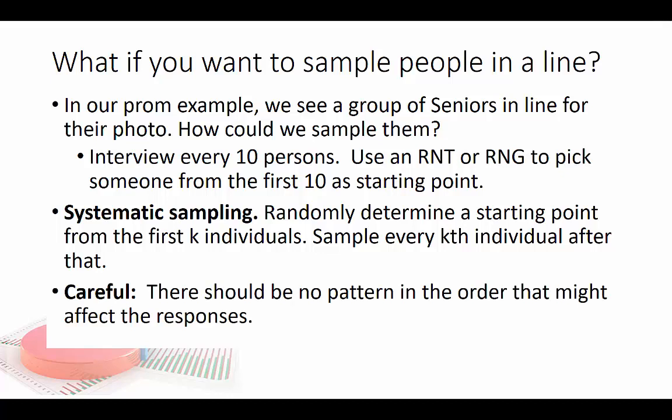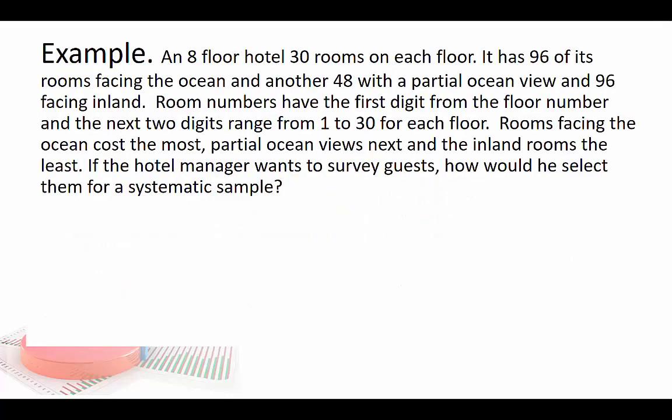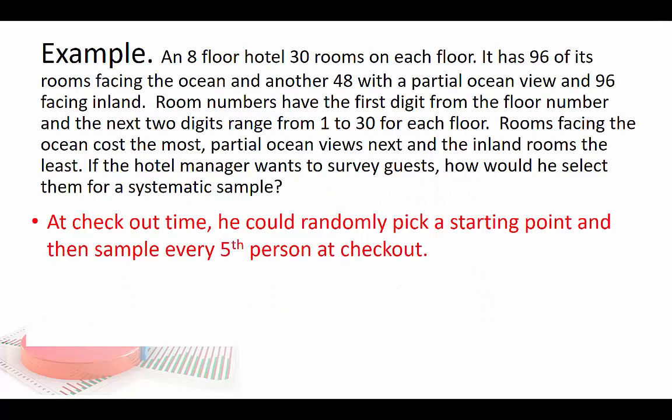So I can explain that a little better. You're like, well, why would there be a pattern in the line? Well, if you used it for a building, like our hotel. First of all, if he just does it at checkout, where he randomly picks a starting point and then samples every 5th person at checkout, that would work. That would be fine as long as there's no reason to think that there's something different about every 5th person.